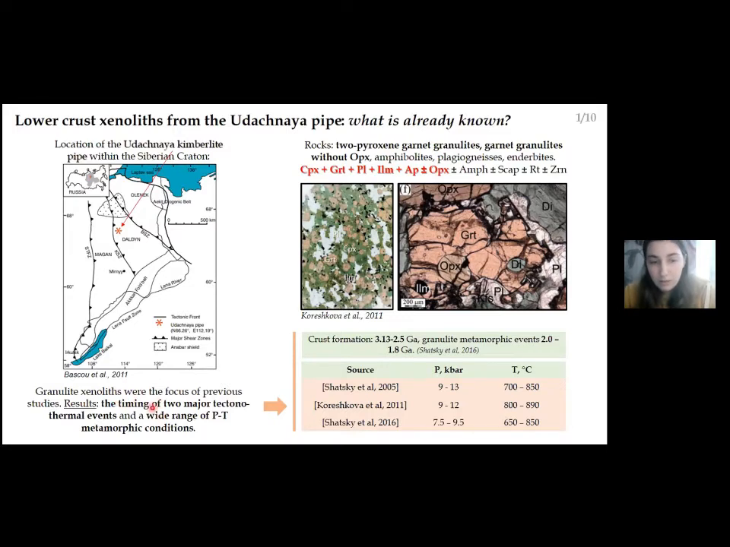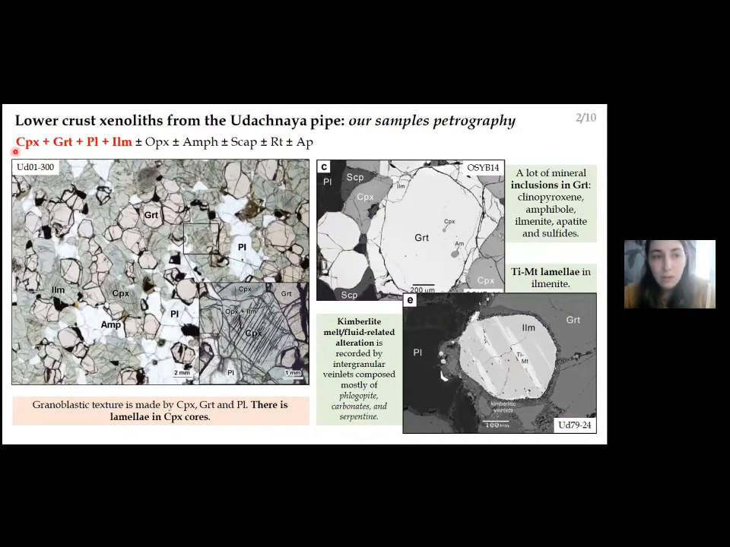The next result is the estimation of a wide range of pressure and temperature metamorphic conditions. I should say that phase equilibrium modeling was never before applied to these xenoliths. Our rocks are garnet granulites composed of clinopyroxene, garnet, plagioclase, and ilmenite as an accessory phase. Also, orthopyroxene is major in one sample, and amphibole and scapolite are major in another sample, in addition to these four phases.